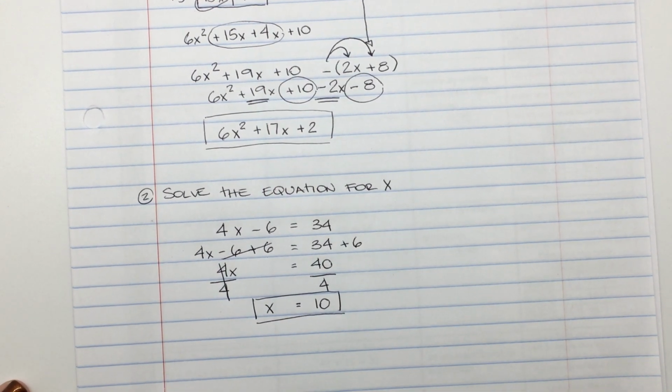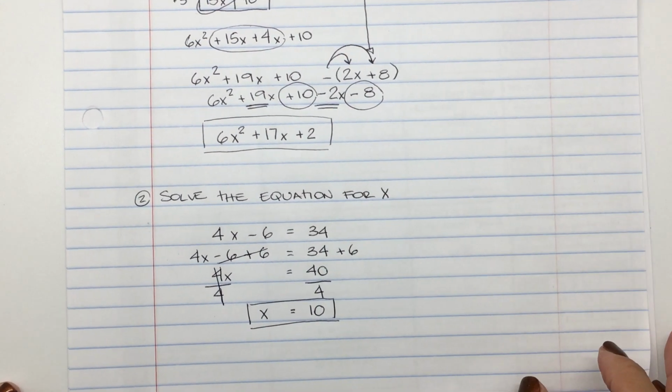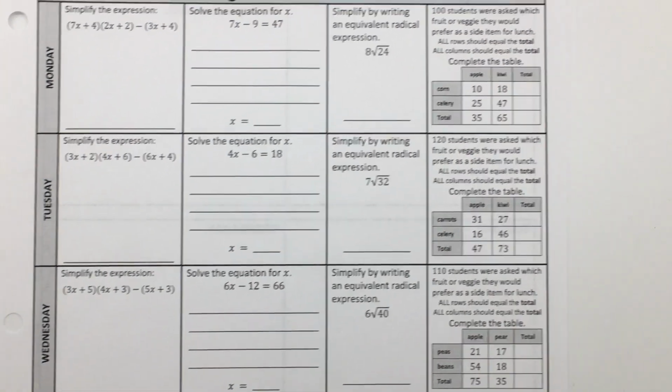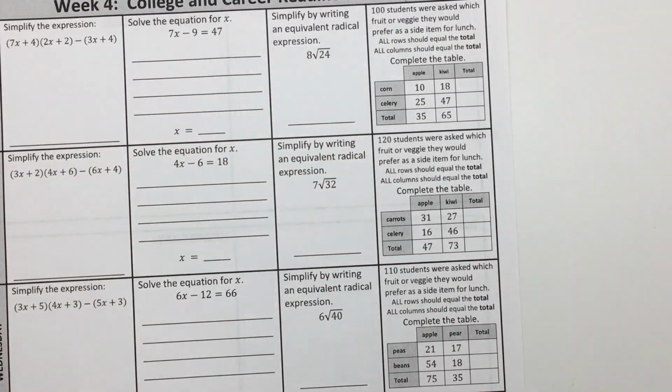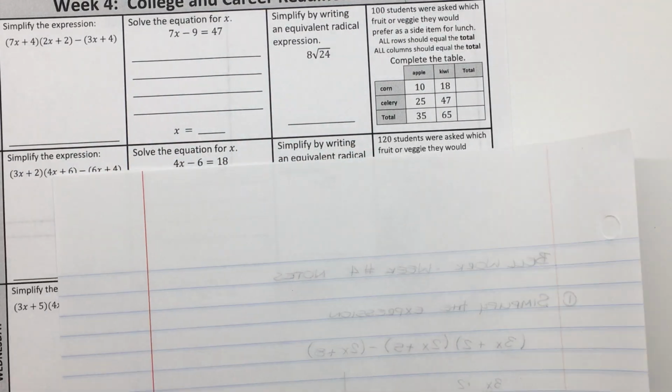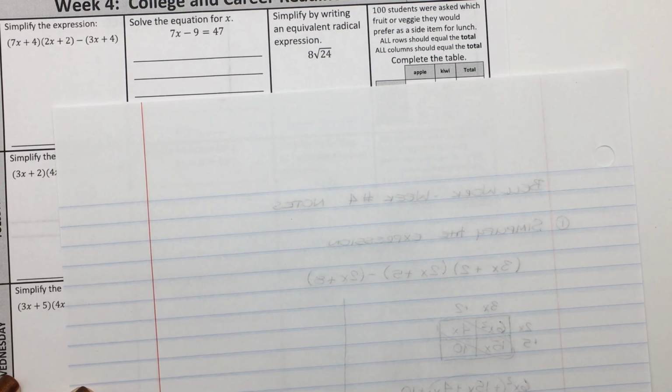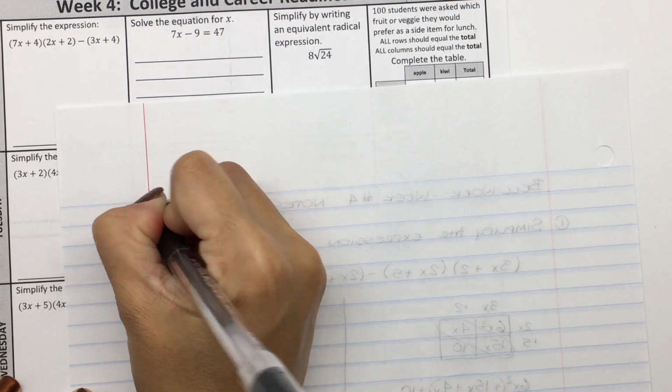Alrighty. I'm going to use the back of my paper to do the next one. Right here it says simplify by writing an equivalent radical expression. Okay. We did that last week, so it's kind of a review. So let's go to number 3.